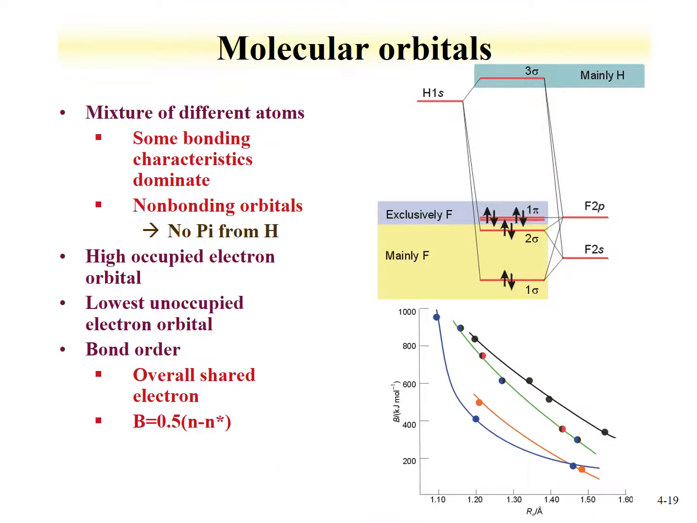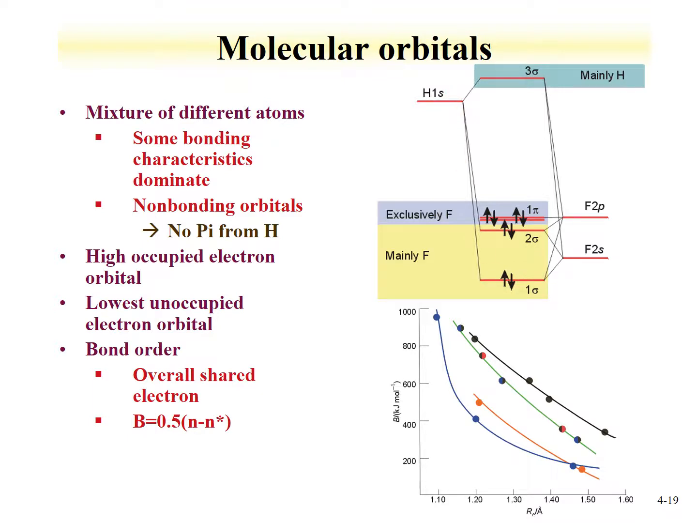The examples we just discussed were fairly straightforward, being diatomic molecules. Now we'll look at some where we have mixtures of different atoms. So this is bonding between fluorine and hydrogen. We see that we get orbitals where the energies are much closer to the fluorine, some that are exclusively the fluorine, and much lower energy for the hydrogen bonding.